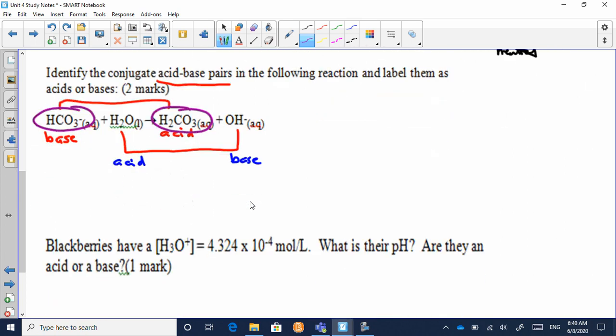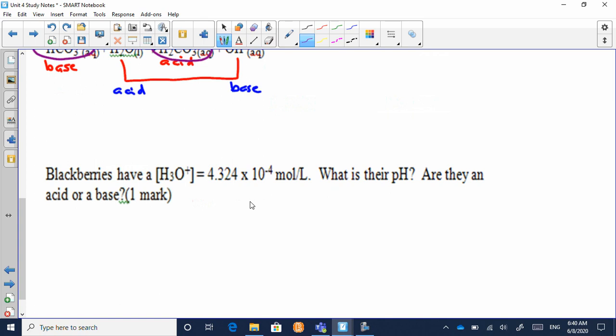The one other kind of question you need to know is how to calculate pH. And so look at this. It says blackberries have a concentration of hydronium of this number. So what is their pH? So in other words, to get the pH, I am going to have to type into my calculator the logarithm of 4.324 times 10 to the negative 4.